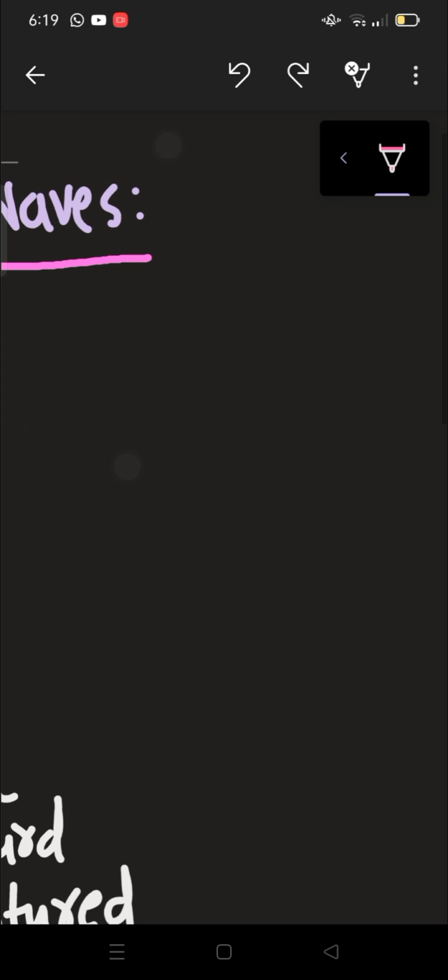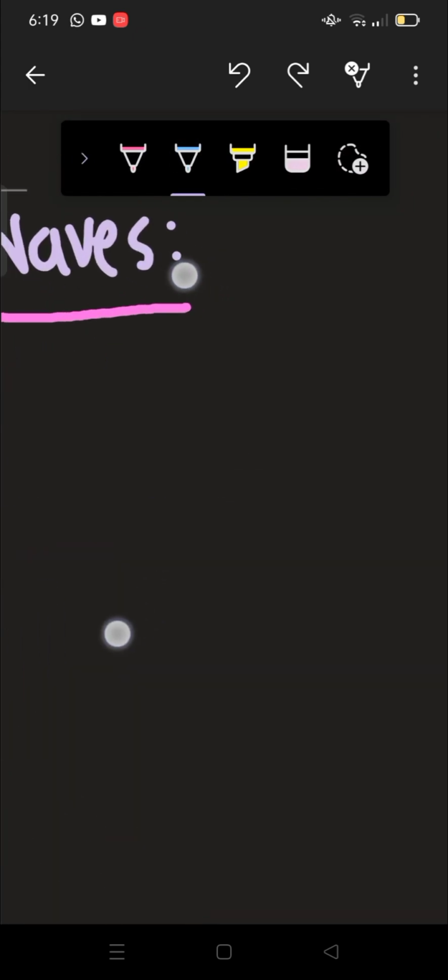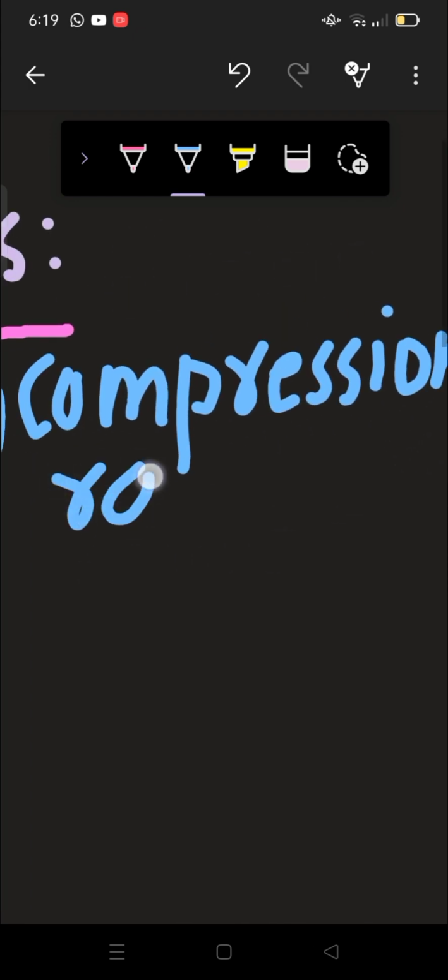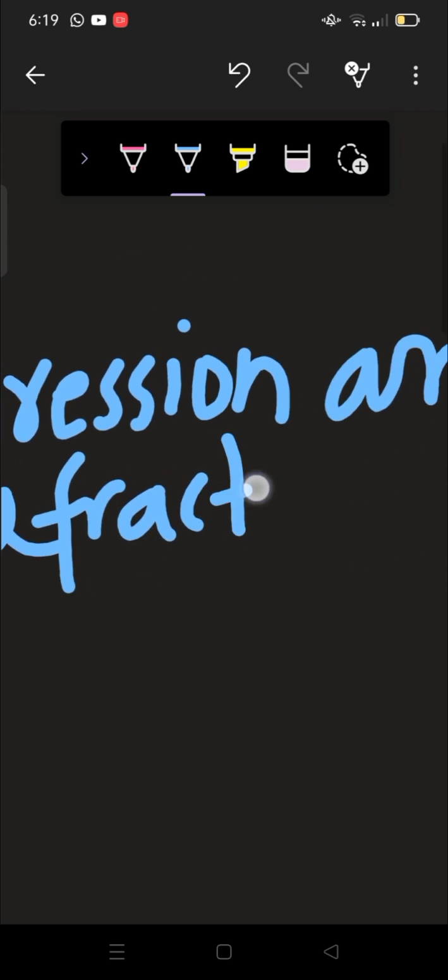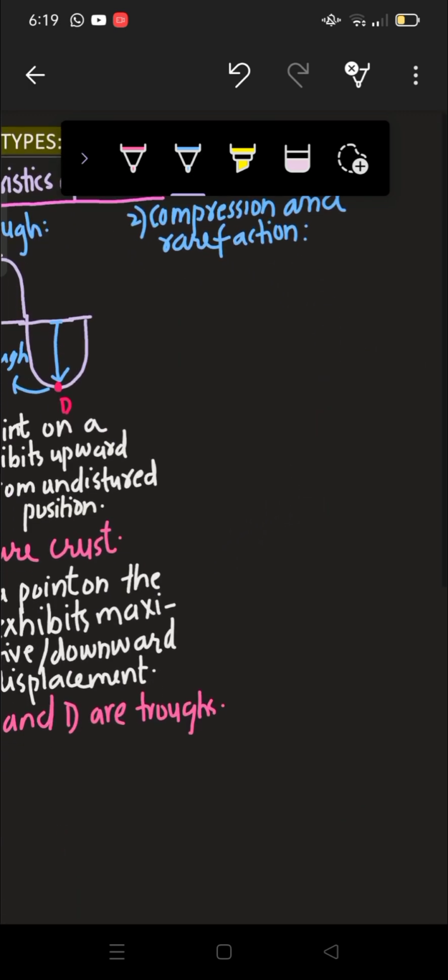So let me write here the second one. Alright, the second one we do have is compression and we do have rarefaction. Alright, so compression and rarefaction.